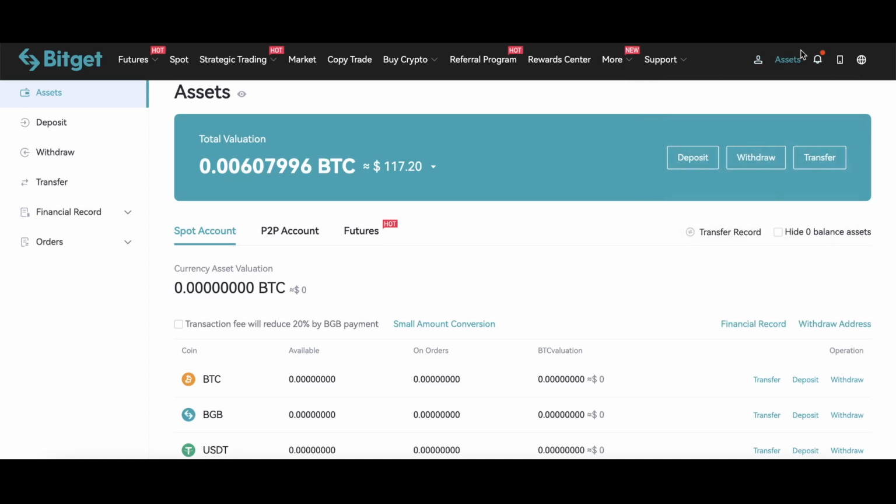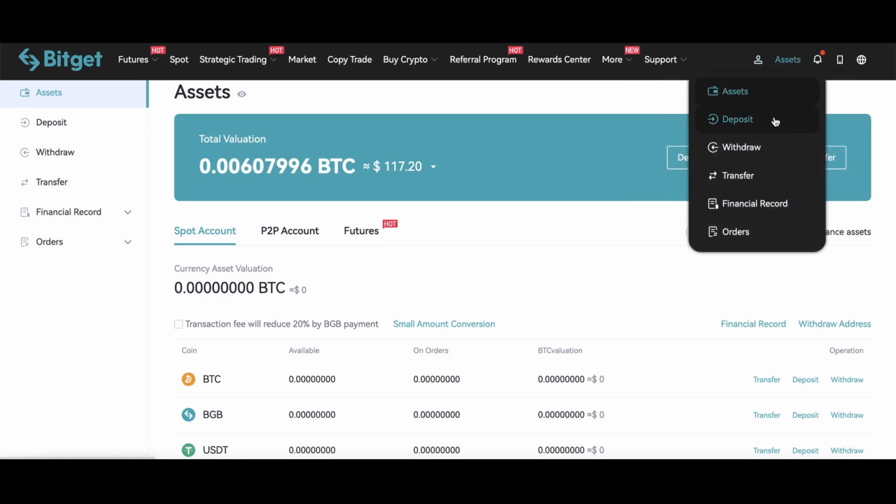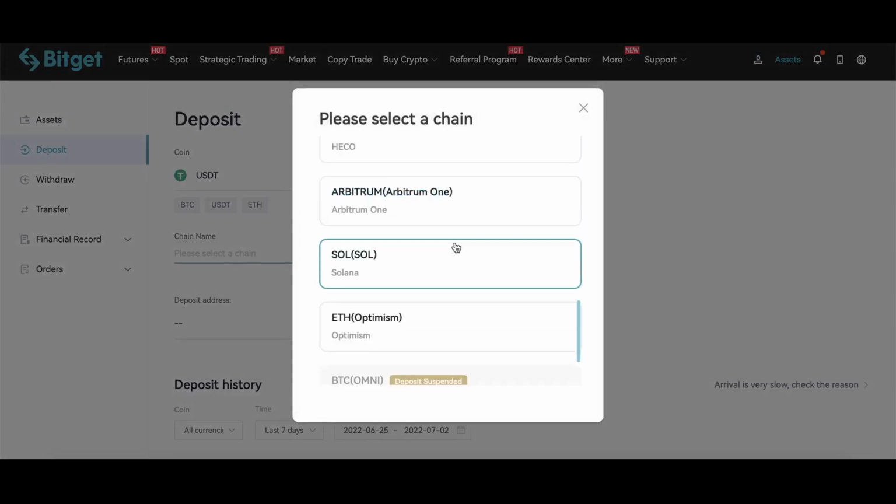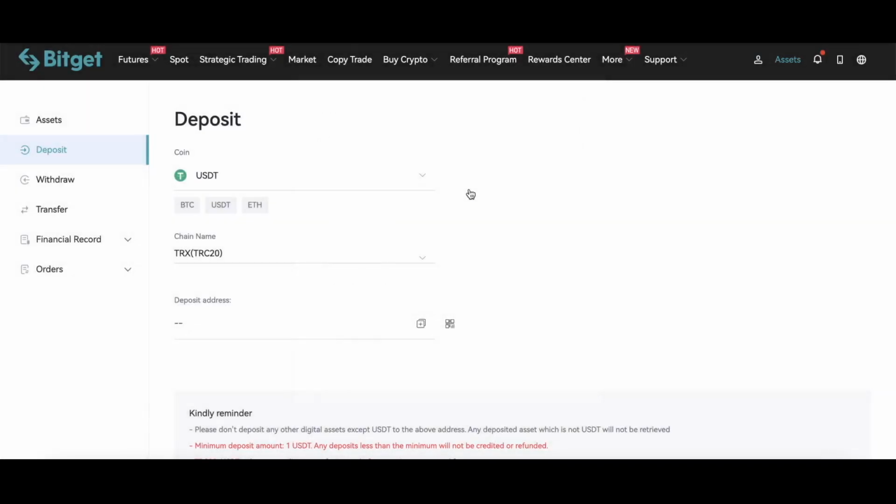But let us also look at how you can deposit your money. So you can go on deposit, then you can choose what you want to deposit. You want to deposit Bitcoin, USDT, or some others. Then you choose USDT here. Then you can choose your network, maybe take the Tron network.